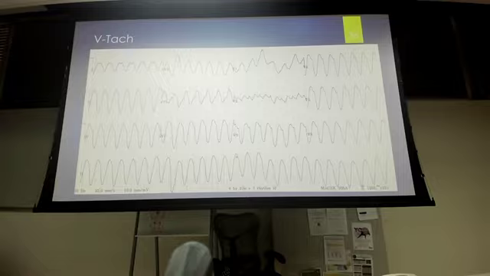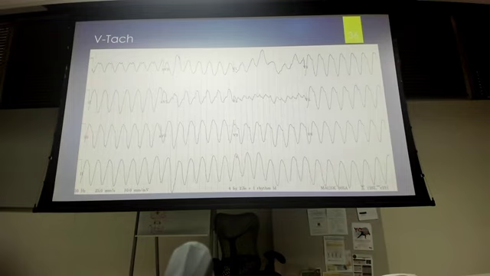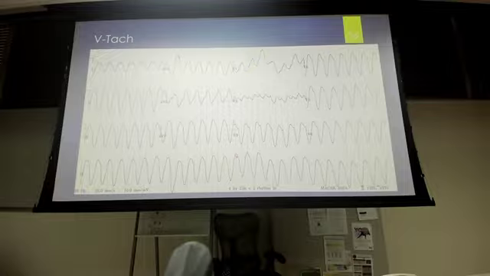Now, they may have syncope, okay? They may have signs and symptoms, especially if they're going in and out of VTAC. But this is not the sudden cardiac death rhythm. VTAC is not that. There's a lot of people that go in and out of VTAC, whether it's sustained or non-sustained is kind of the key. Sustained is greater than 30 seconds, non-sustained is less than 30 seconds.